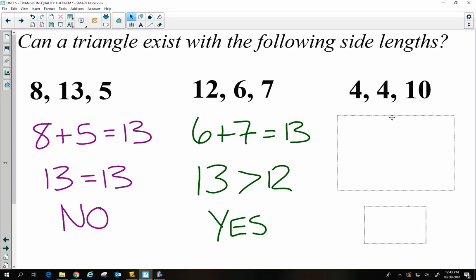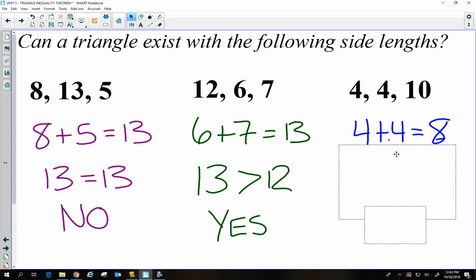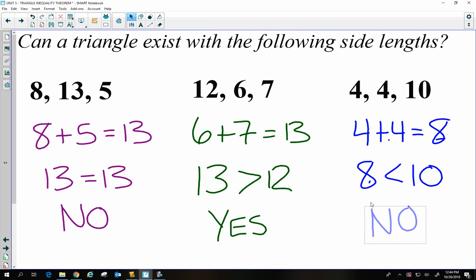With this one, it's okay to have a triangle that has two sides the same. That's just called an isosceles triangle. So I add those two small sides, I get 8. 8 is smaller than the third side, 10. So in this case, we can't build that triangle, because the two smaller sides added is smaller than the third side.